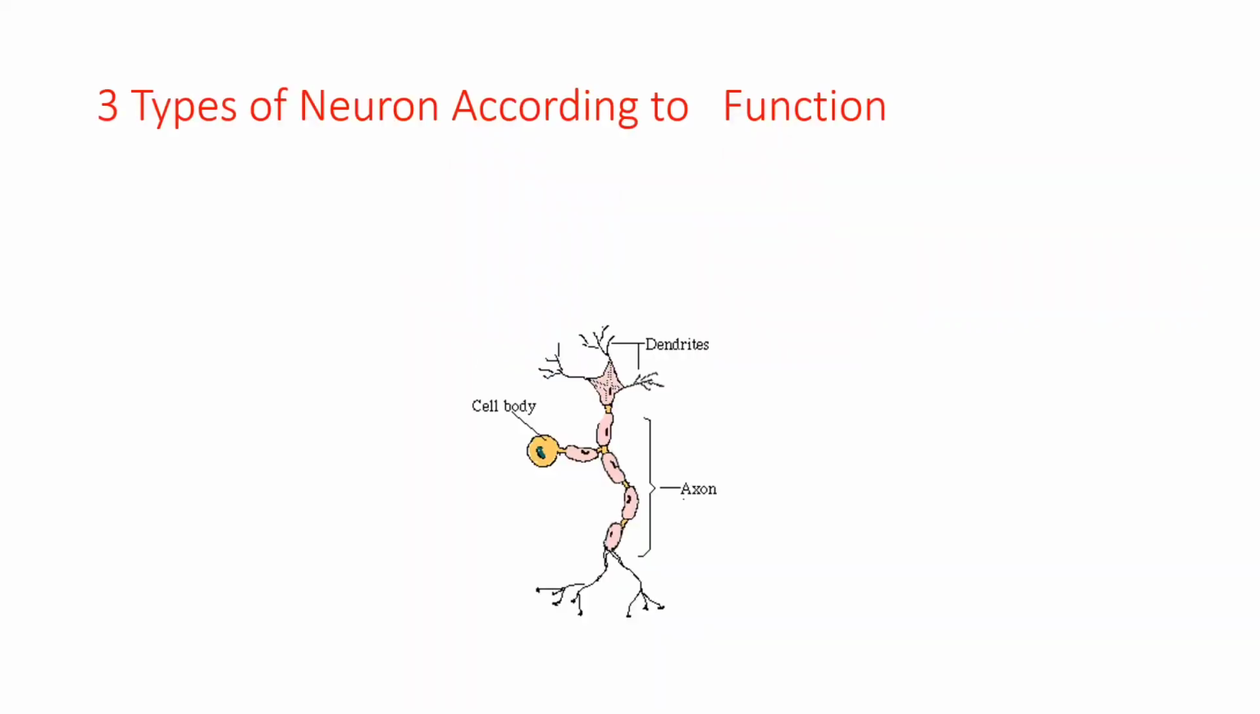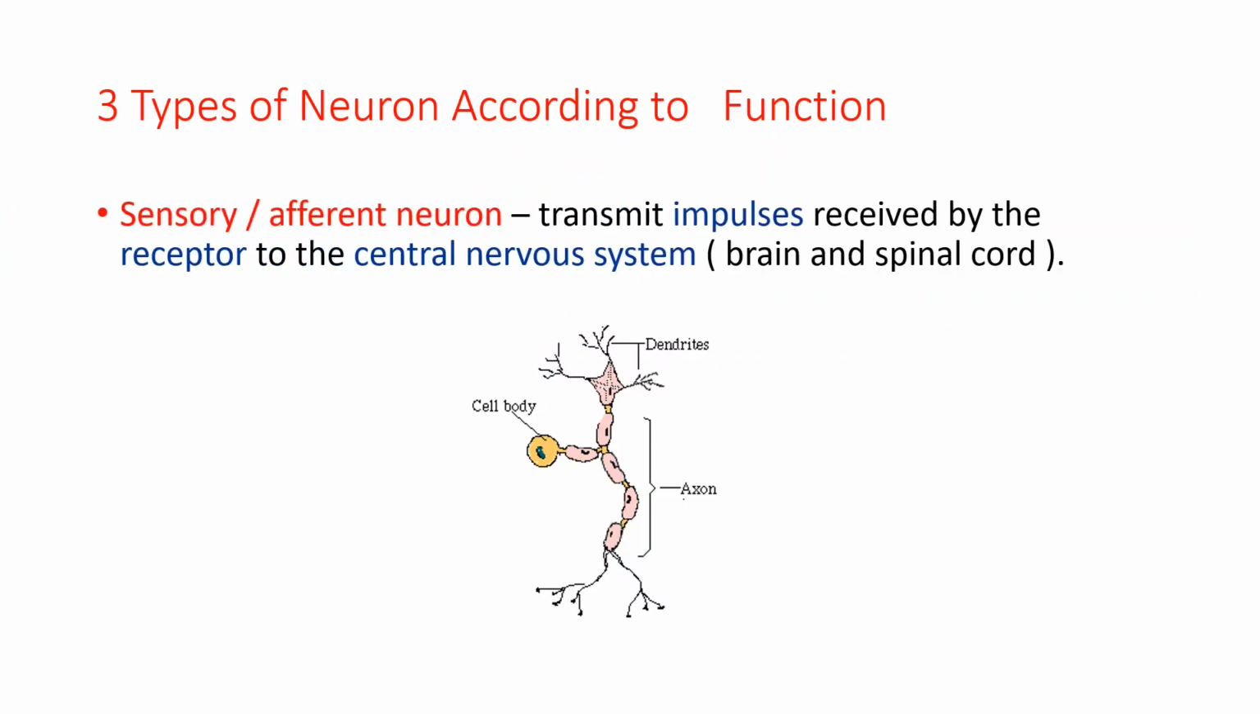Now, let us discuss the three types of neuron according to function. Number 1 is sensory neuron. Sensory neuron is also known as afferent neuron. It transmits impulses received by the receptor to the central nervous system. So, i-analyze natin ito. Pag sinabi nating impulses, ito yung mga information. Nagtatransmit siya ng information received by the receptor.